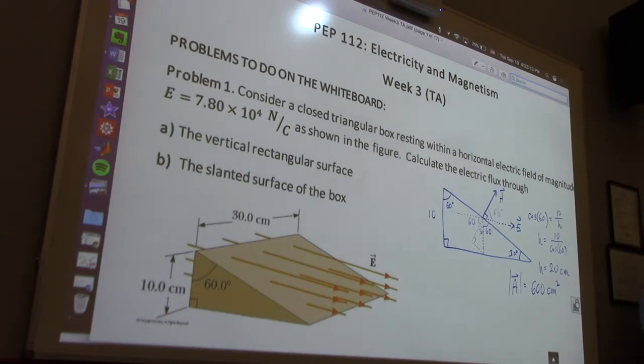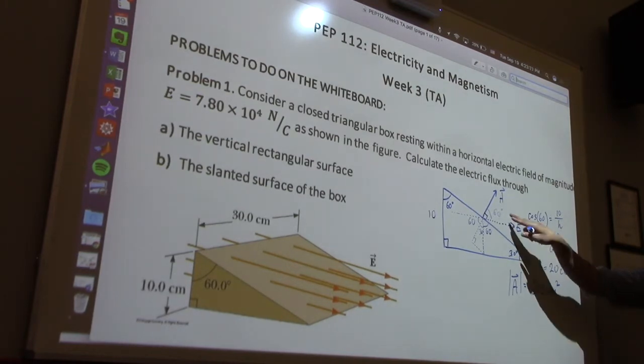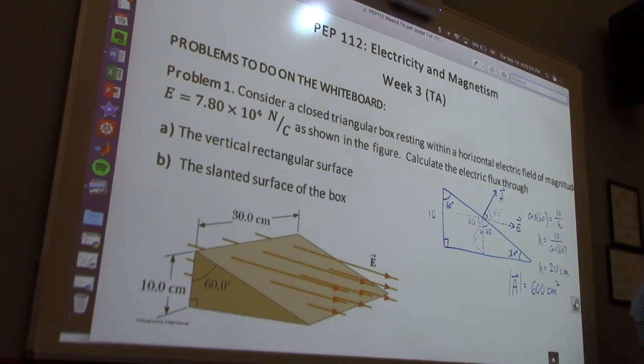Questions? I'm going to pause there. You guys can see how I got 60 for that angle. Yeah, clear? Okay, so the angle between the electric field vector and the area directional vector is 60 degrees.